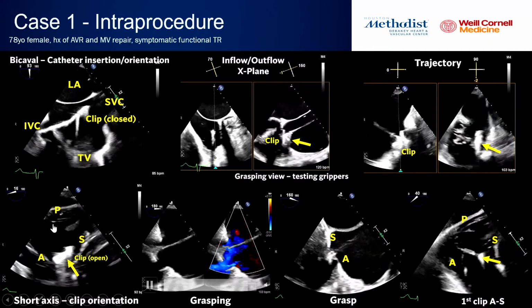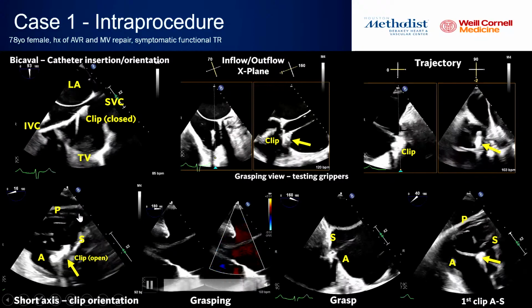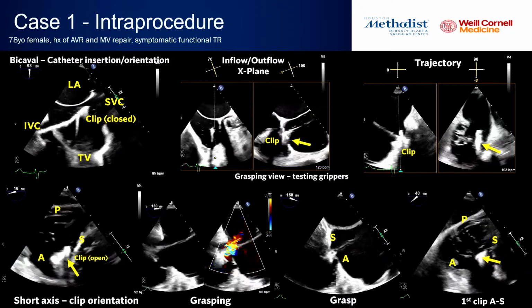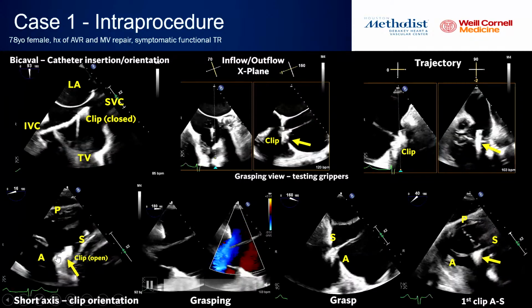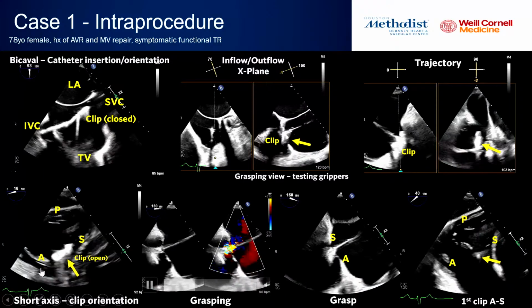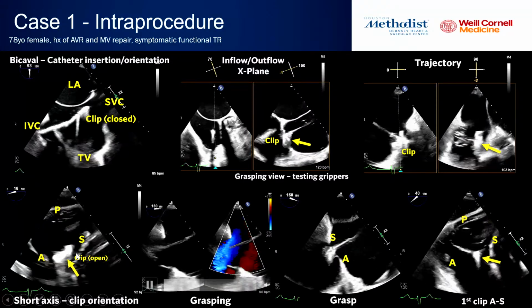Here on the bottom left, it's another very important view, which is the transgastric short axis. On this one, we need to look at our clip orientation. So the clip is open. We know it's in septal anterior, as we can see on the top middle. But we want to know if it's nicely close to the commissure.